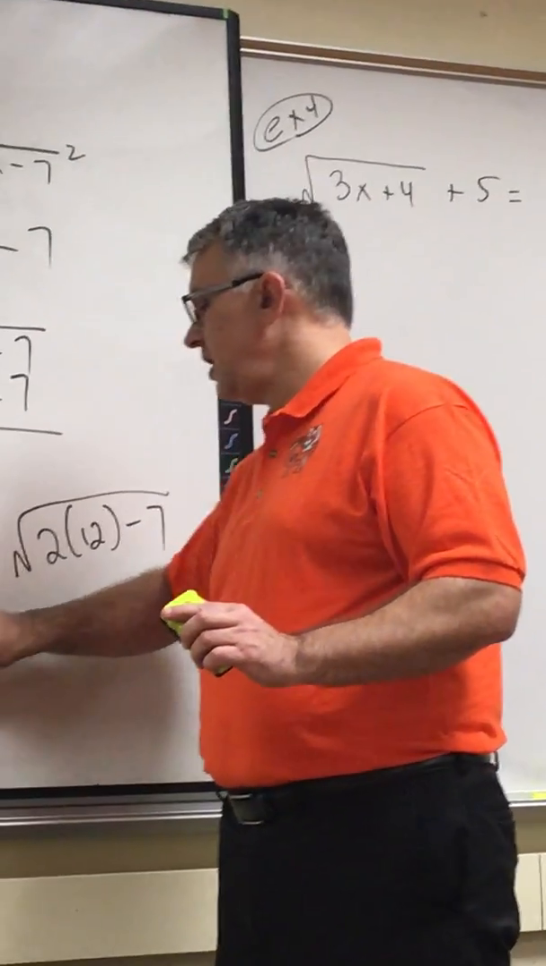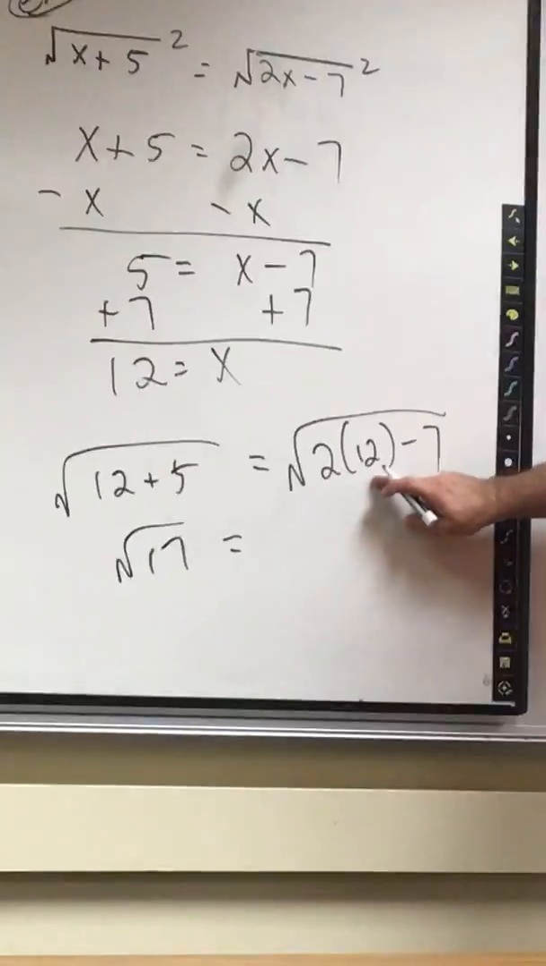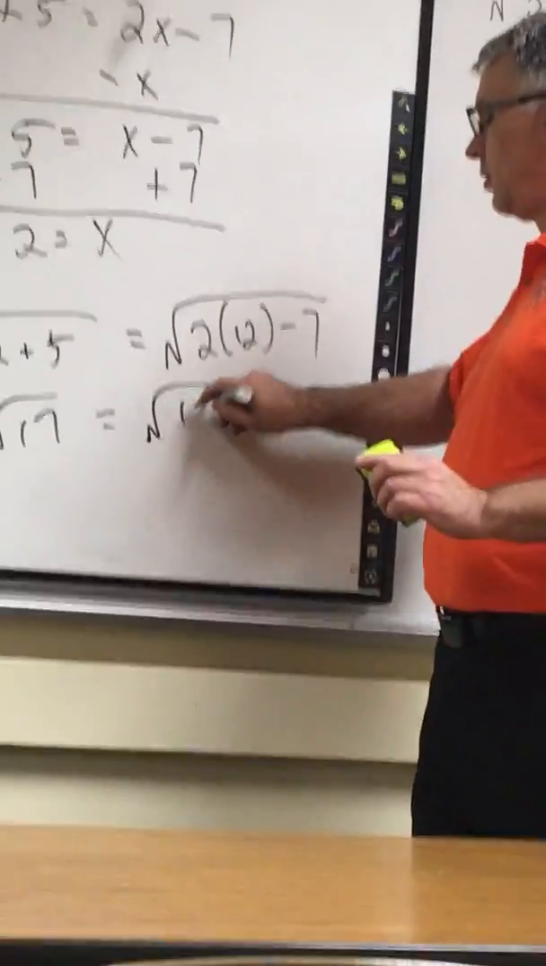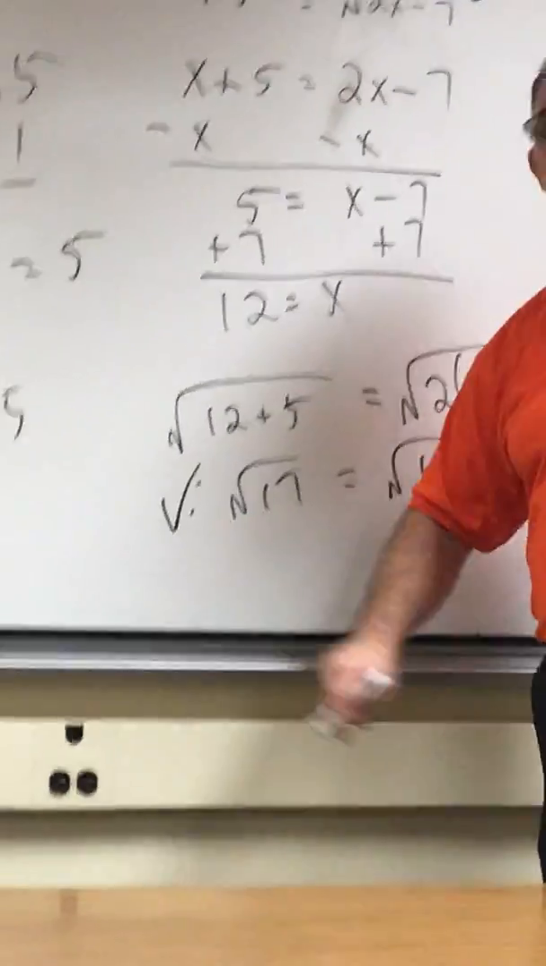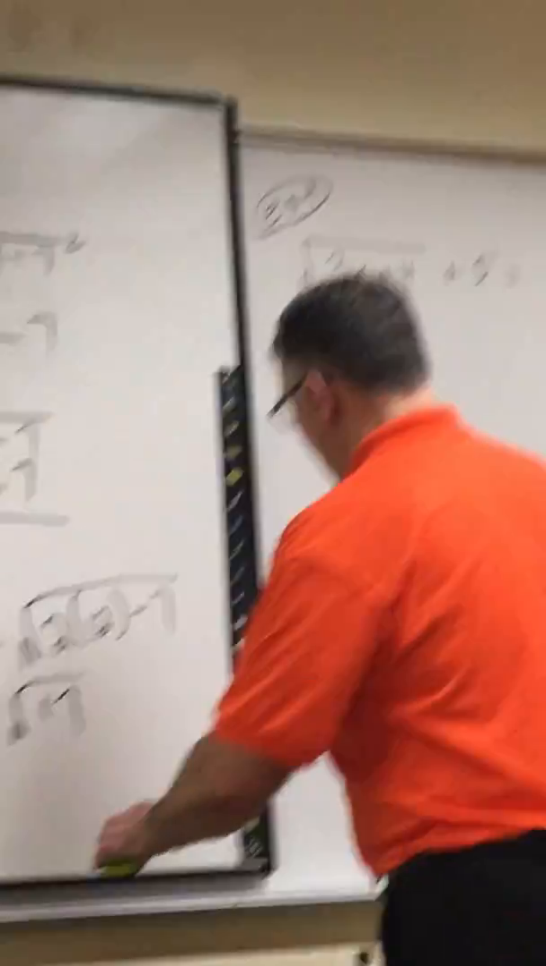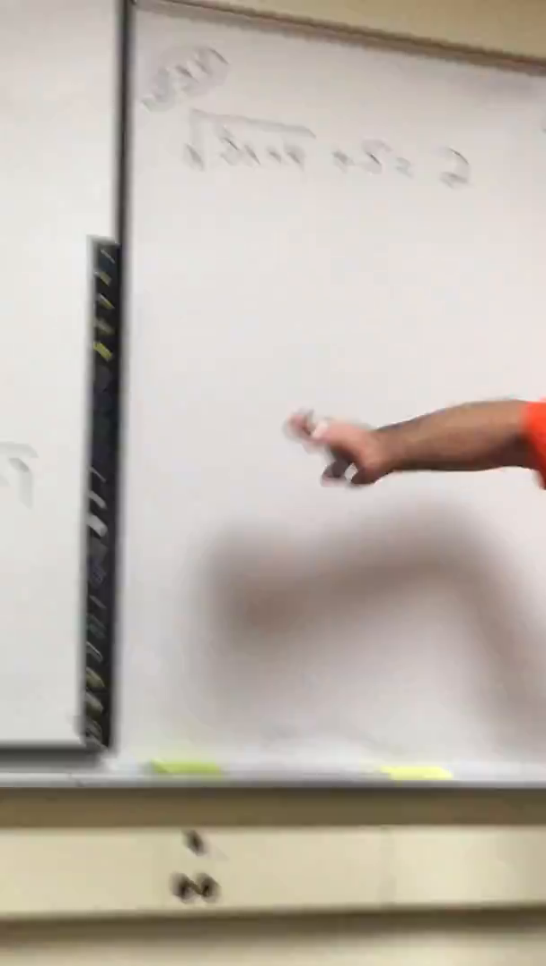Square root of 17. 2 times 12, 24, minus 7. The square root of 17. We check out, we're good. All right? Now, for example 4.